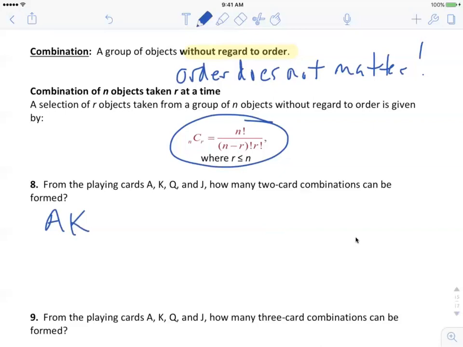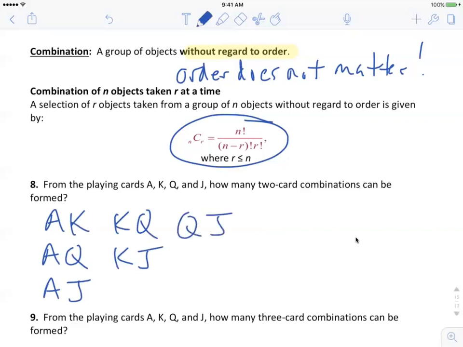Okay, so what other two cards could I put together? I could put together the ace and the queen, the ace and the jack, the king and the queen, the king and the jack, or the queen and the jack. Let me know, is that all the possible two-card combinations? So we got 6 of them. That means if I take 4 cards to start with, and I choose 2 at a time, that is equal to 6.